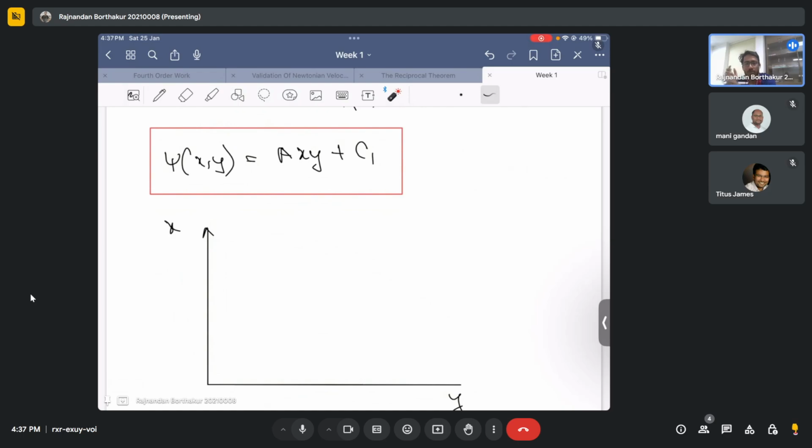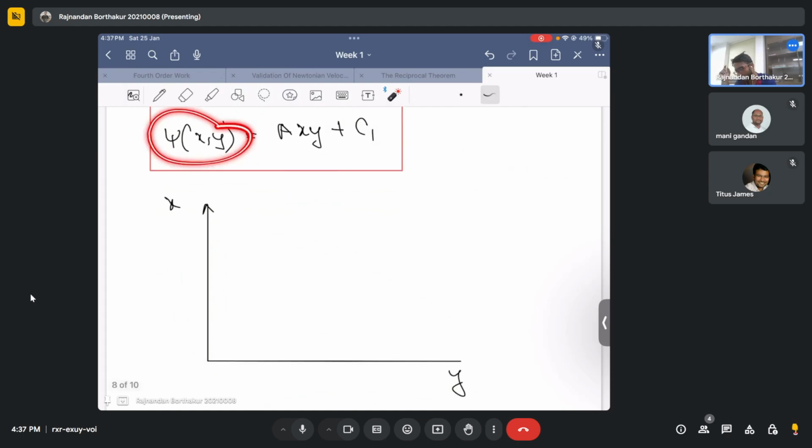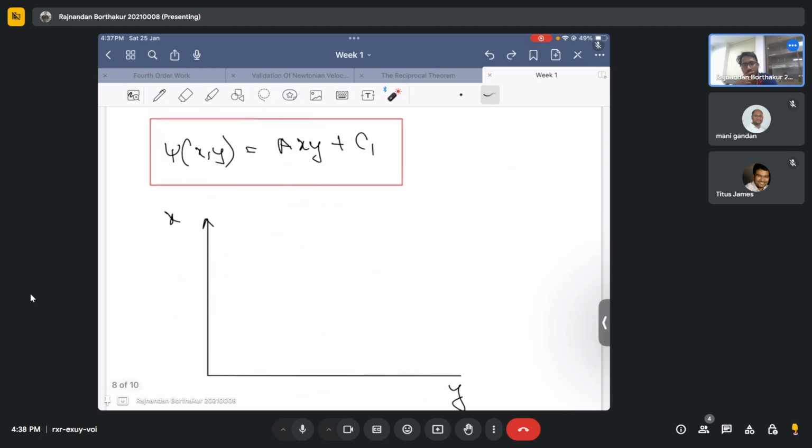Can you tell me when x goes to infinity, what is the value of psi? If I take this x to be infinity, what is psi? That also goes to infinity. Yeah, exactly. That's a straightforward thing, right? So psi will go to infinity, meaning it will be somewhere here. Generally, we take this as y, we take this as x. So when x goes to infinity, your psi will also go to infinity. Similarly, when y goes to infinity, your psi will also go to infinity.